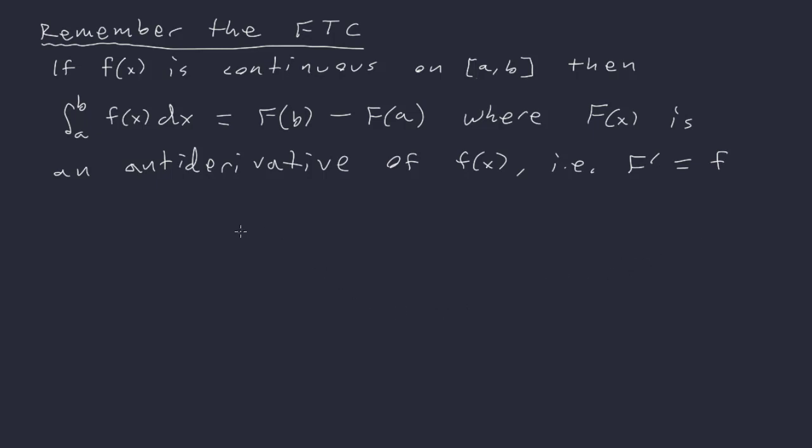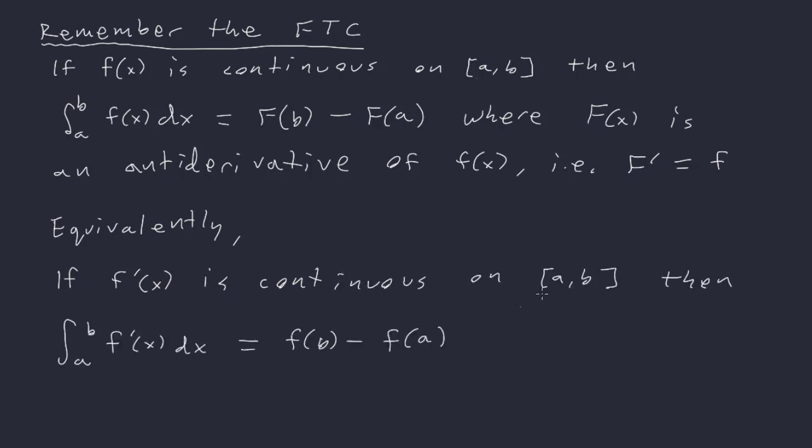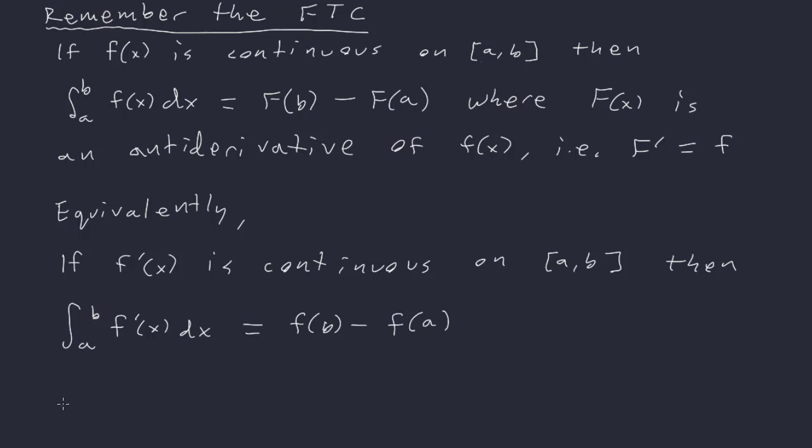Another way to write this, and another way to think about this, is in terms of the derivative. So we can instead say that if f prime of x is continuous on the interval a to b, then the definite integral from a to b of f prime of x dx is equal to f of b minus f of a.